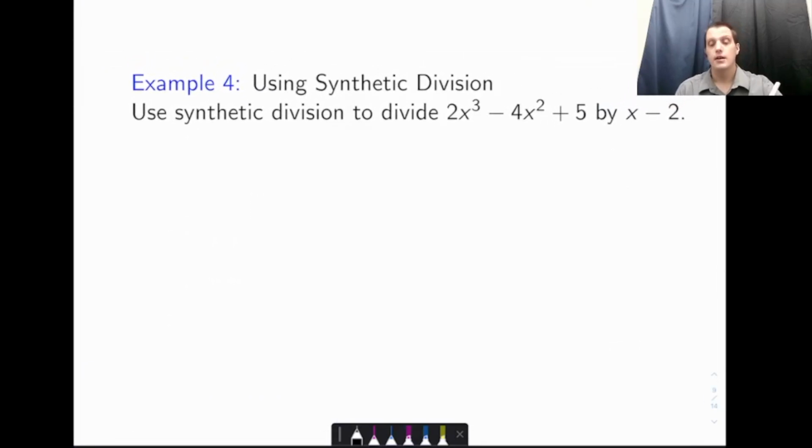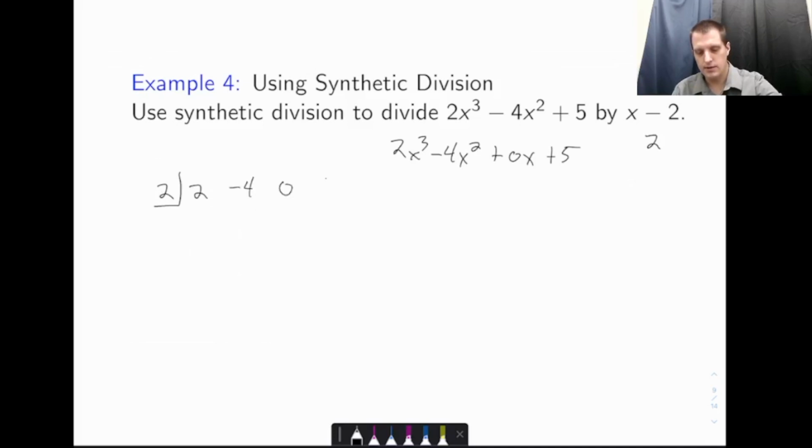Okay, so we need to rewrite this as 2x cubed minus 4x squared plus 0x plus 5. Now using our synthetic division, we're going to use a 2 here, because if we set that equal to 0, we get a 2. So I'm going to make this backwards L. I'm going to put a 2 there. I'm going to write all the coefficients, 2, -4, 0, and 5. Step 1, bring down the 2.